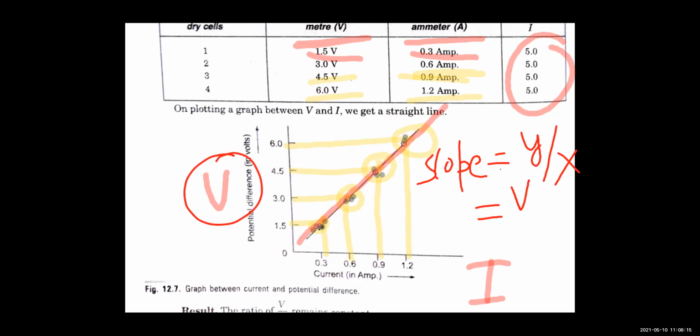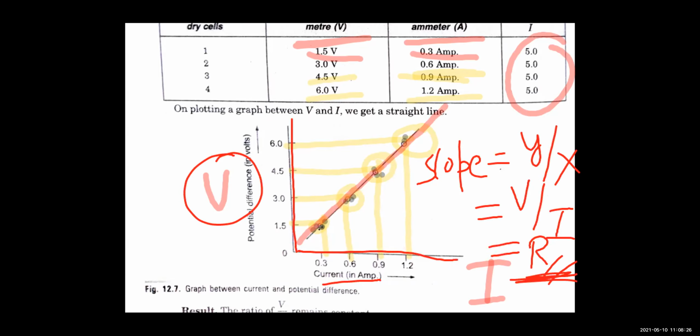On the y-axis you are having voltage, so change in V upon change in I on the x-axis. V upon I, you know, is R. So the slope of the V versus I graph gives you the value of resistance. So children, if you find the slope of this graph, you will get the answer to be 5 ohm. Any point you take, you will get the same answer.